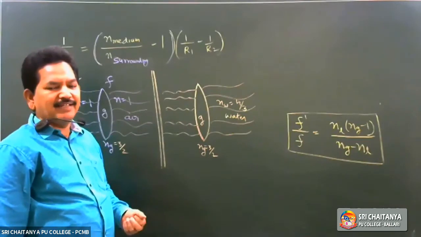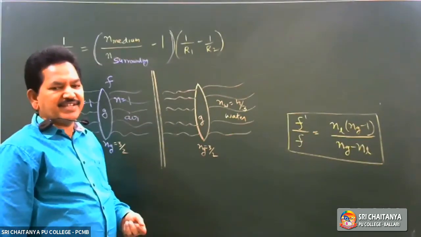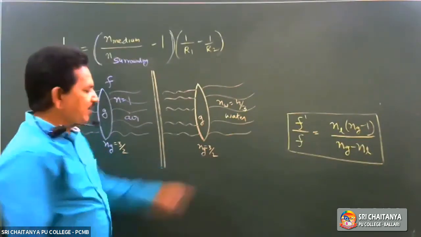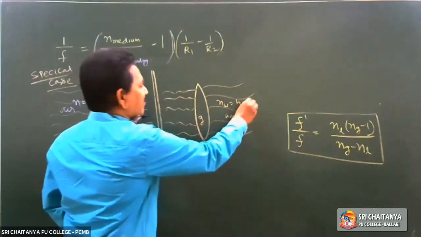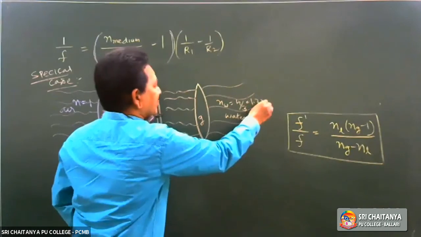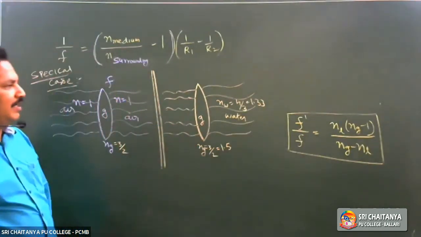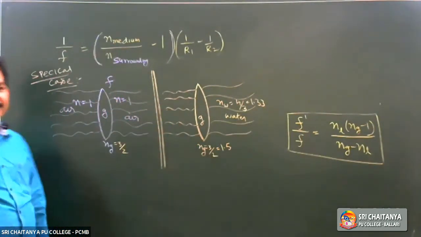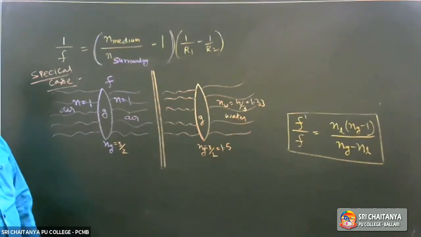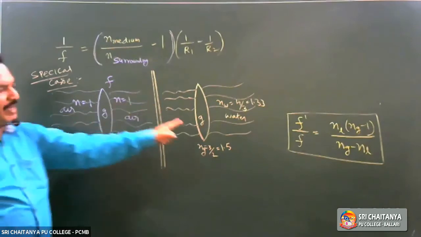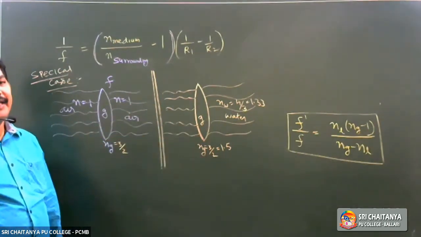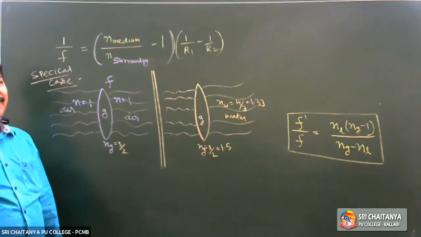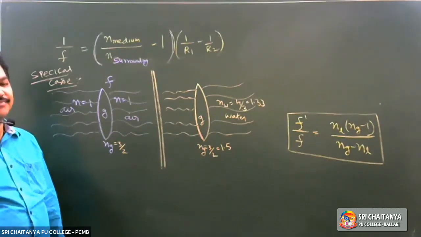Directly now we can tell whether the nature of the lens changes or not. 3 by 2 means 1.5. 4 by 3 means 1.33. So Ng is greater than NL. The nature of the lens will not change. The convex lens here will also behave as a convex lens in water.